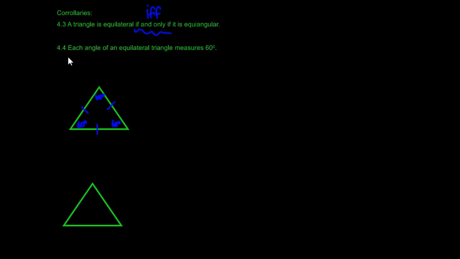All right, then 4.4 says all of these angles are 60 degrees, which we kind of knew from the one earlier because we talked about these have to be 60 degrees to all be equal in measure, because 180 divided by 3 is 60 degrees. So one follows right from the other. All right, so let's look at a couple of problems dealing with that.